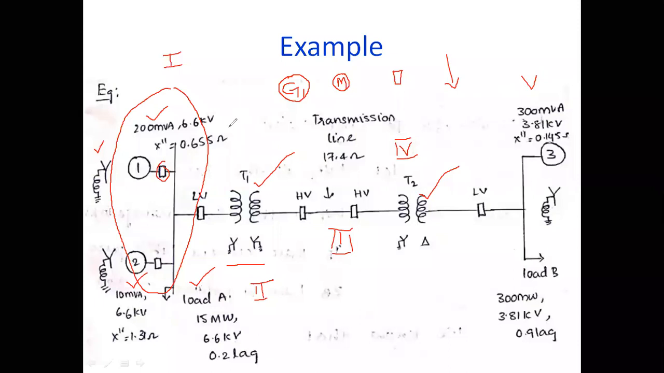I already discussed that X double dash indicates the subtransient reactance of the power system. So the subtransient reactance of generator 1 is 0.655, and the subtransient reactance of generator 2 is 1.31 ohm.